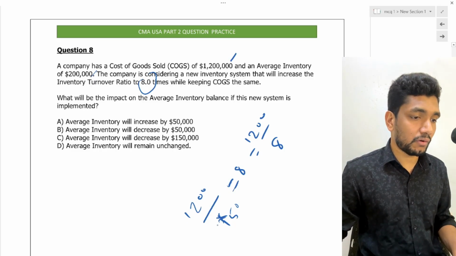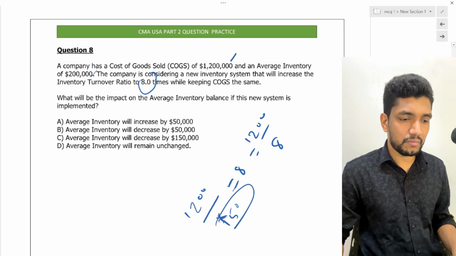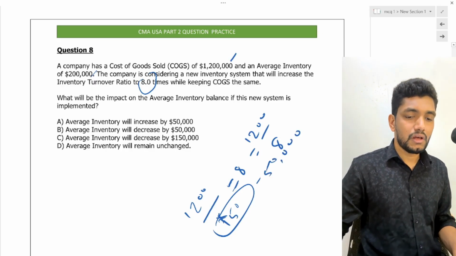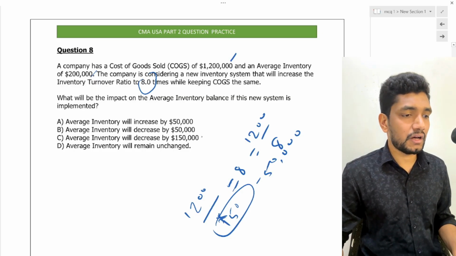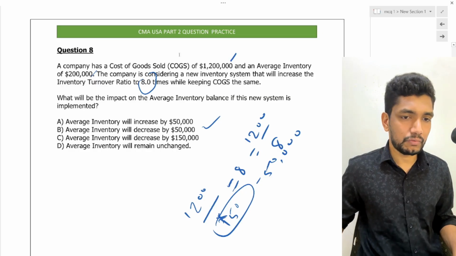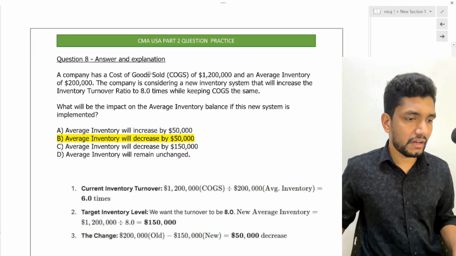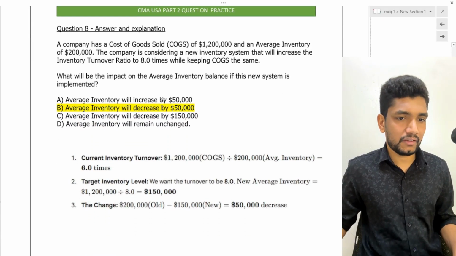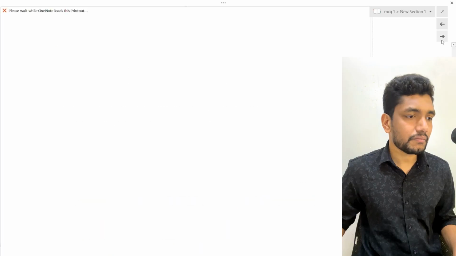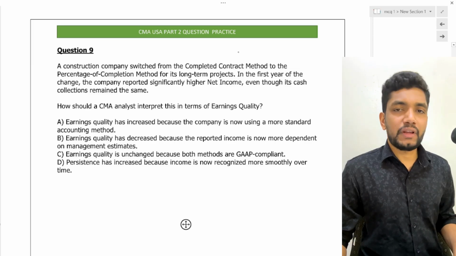So what will be the change? The question is asking what will be the change in the average inventory. That means the average inventory will decrease by 50,000. The exact answer is already given in the options: option B, average inventory will decrease by 50,000. Here too, I have already given the answer and explanation on the next page. So let's move on to the next question.